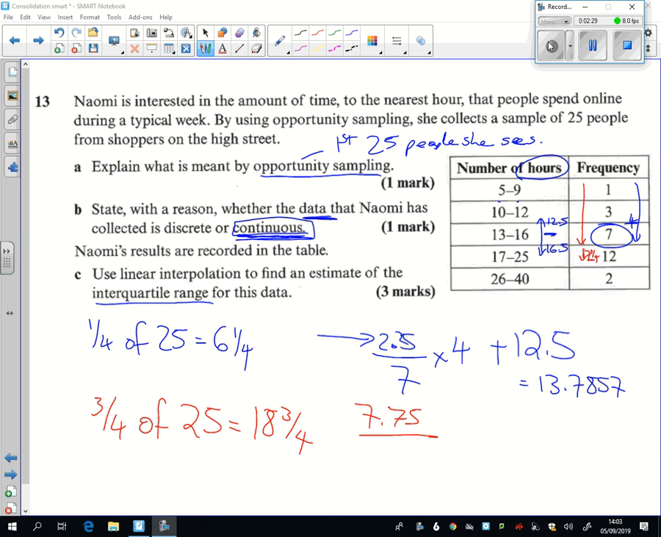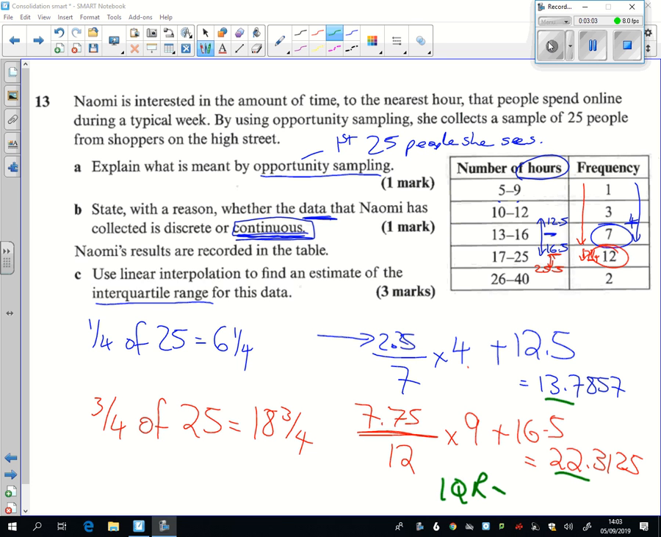So we've got 7.75, 7 3/4, out of this whole group is 12. Times by, and this was the width. Well, the width of this one is from 16.5 to 25.5. So the whole width of that one is 9. Add on to the lower end of it, which is 16.5. And so the upper quartile is turning out to be 22.3125. That means that your interquartile range is 22, take away 13, which gives me 8.53.